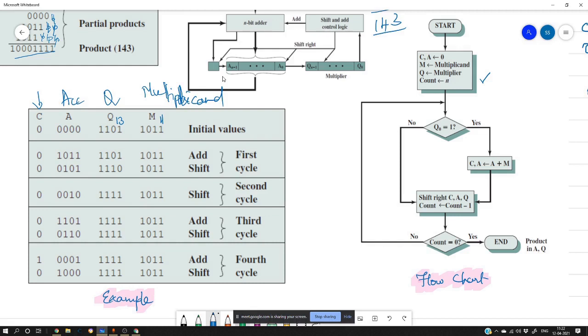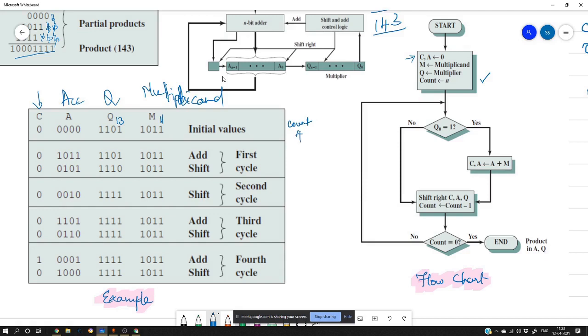So C and A are initialized with 0. You could check this. C and A are initialized with 0, and you have the multiplier in Q. So the multiplier is moved into Q, and you have the count value, so I'll just write the count here, count value to be 4. These are the initial values.